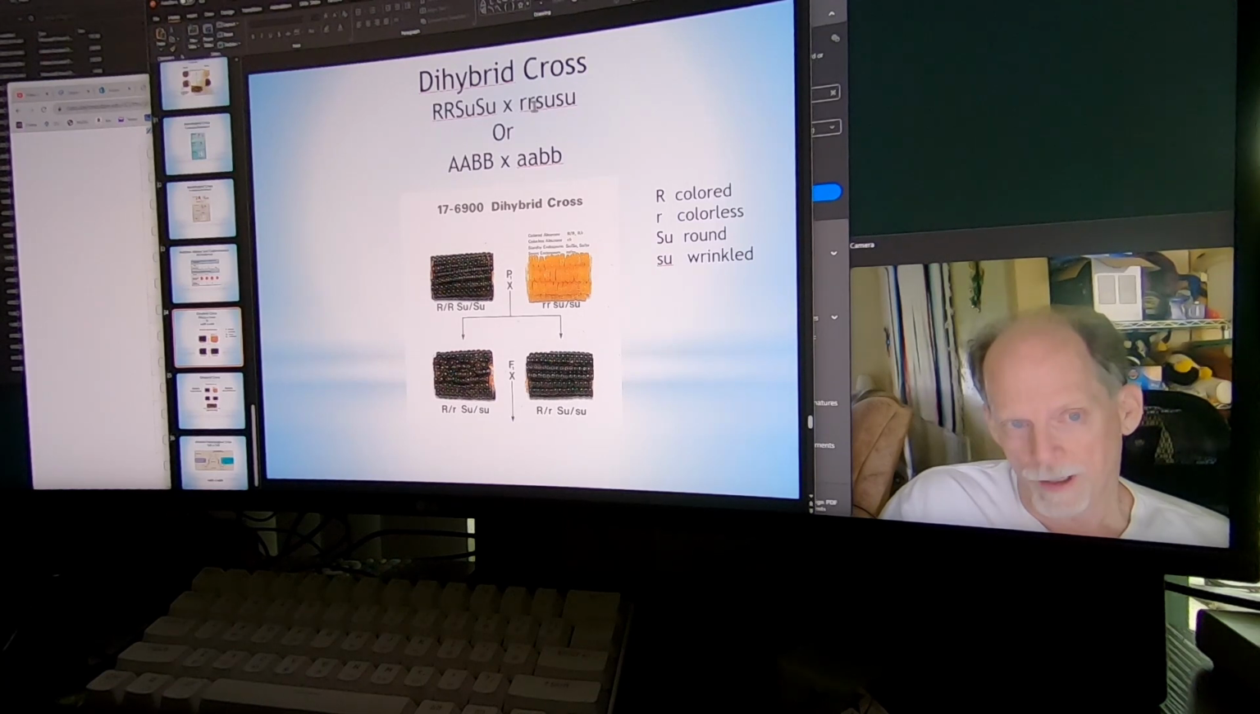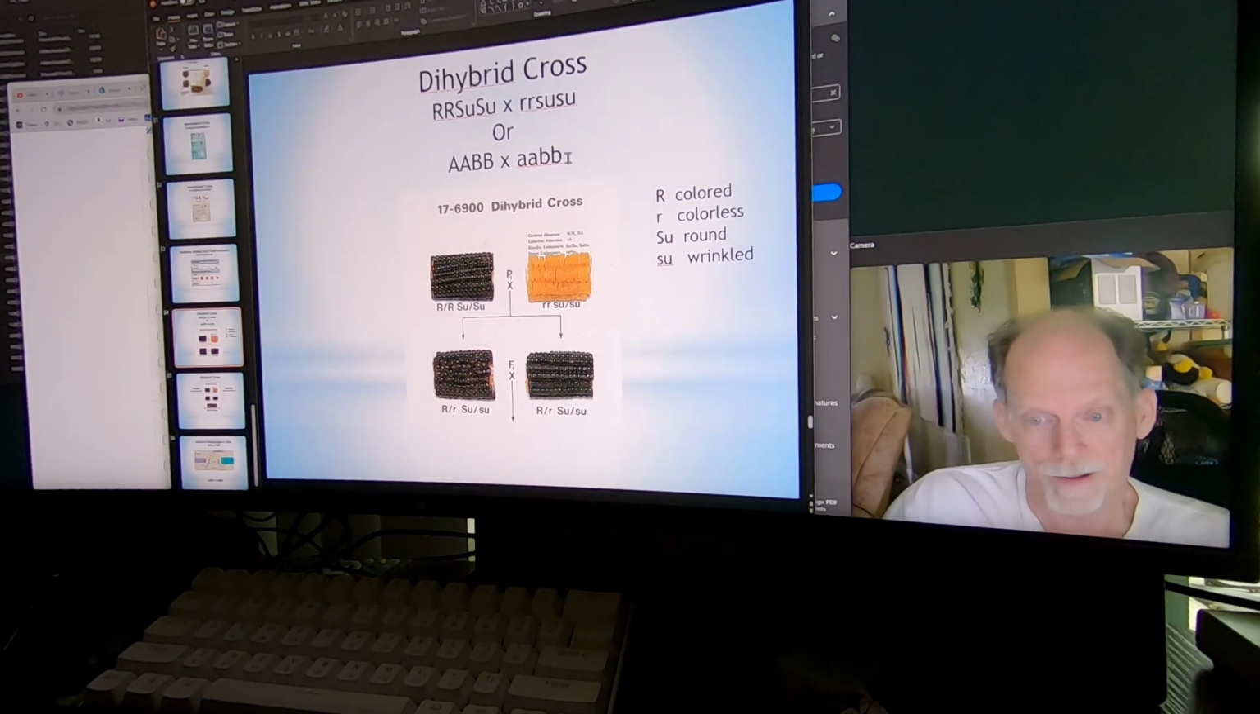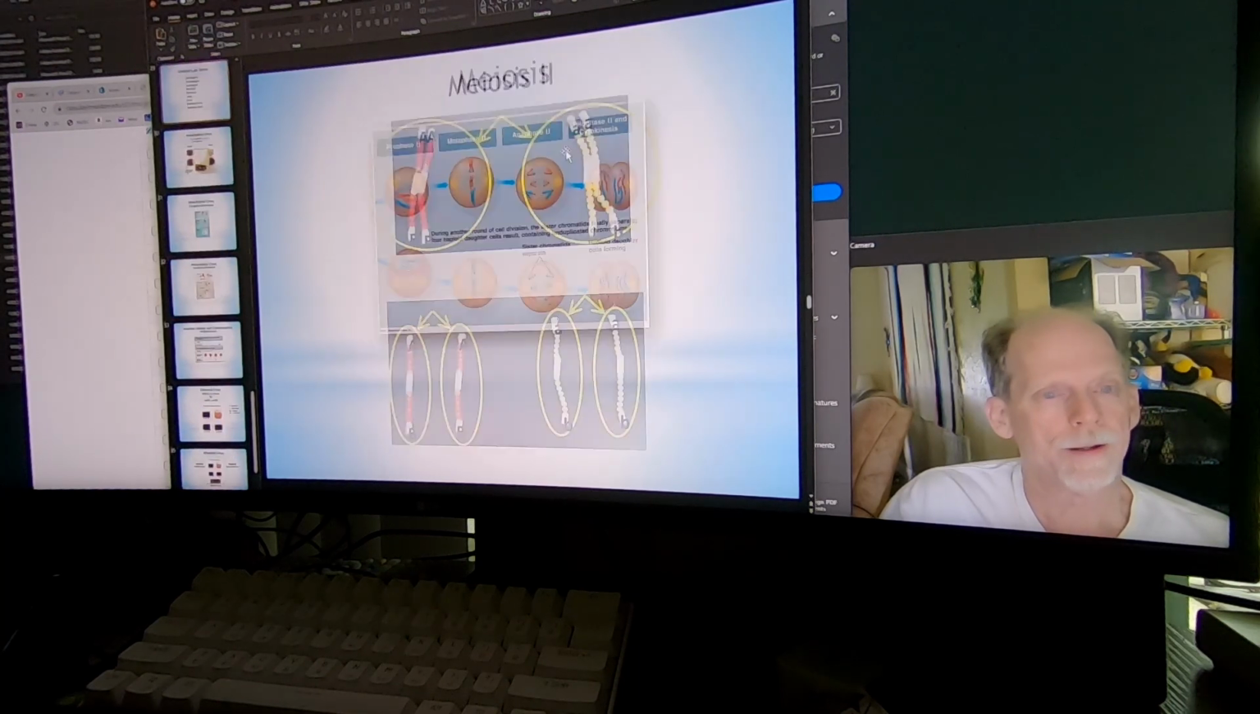If they're lowercase r and lowercase s over here, then it's the recessive wrinkle phenotype, right? Capital letter S, little u is round. Capital R, little r, colored or colorless. They have colored aleurone and colorless aleurone. But you could use these letters to denote the same way, as long as you keep the upper and lower cases. But anyway, I just wanted you to understand.